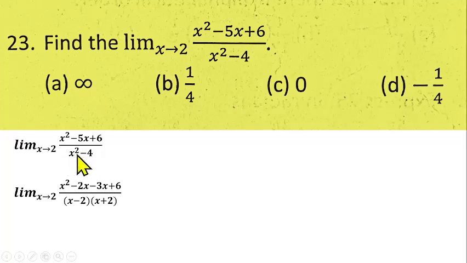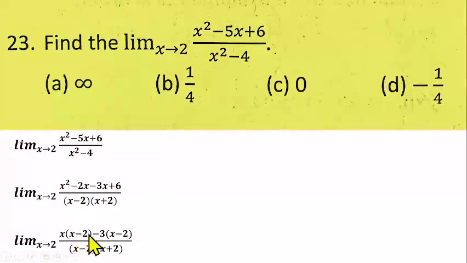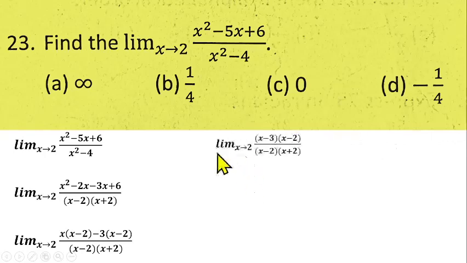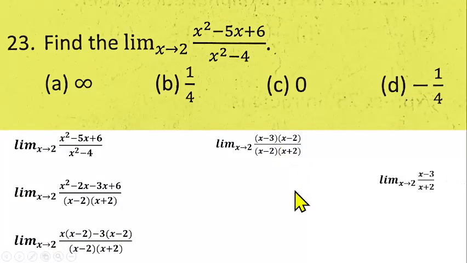If you remember, for x squared minus 4, you can write 4 as 2 raised to power 2 as well. So you'll have x minus 2 into x plus 2. Then you can now factorize the numerator. x is common to the first two terms, so you have x into x minus 2. Then minus 3 is common, so you have minus 3 into x minus 2. If we simplify further, we have a limit of x minus 3 times x minus 2 over x minus 2 times x plus 2. So we cancel x minus 2, and we are left with the limit of x minus 3 over x plus 2.